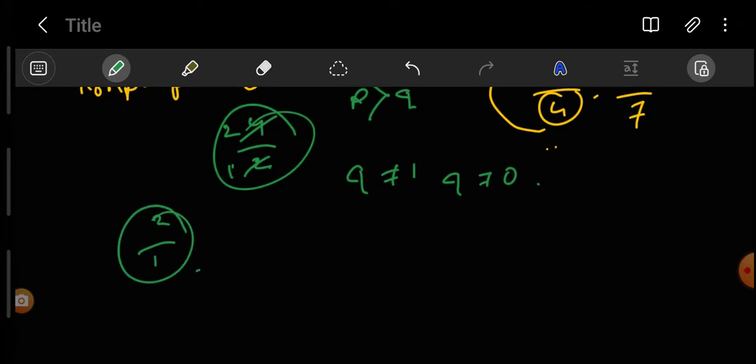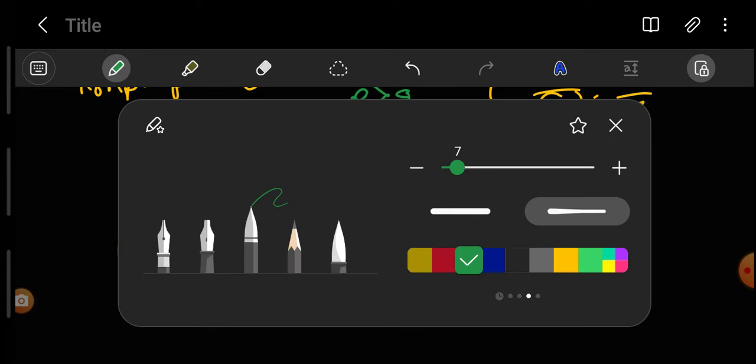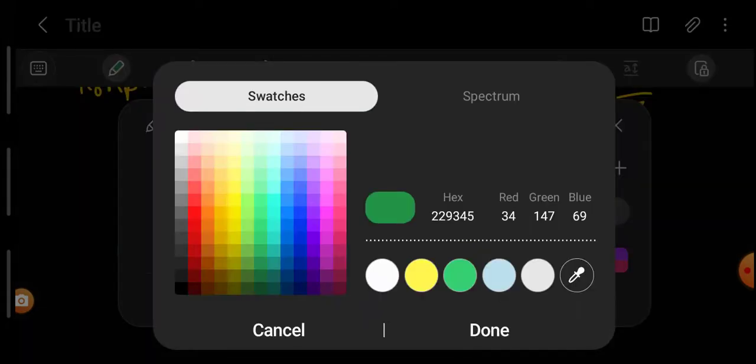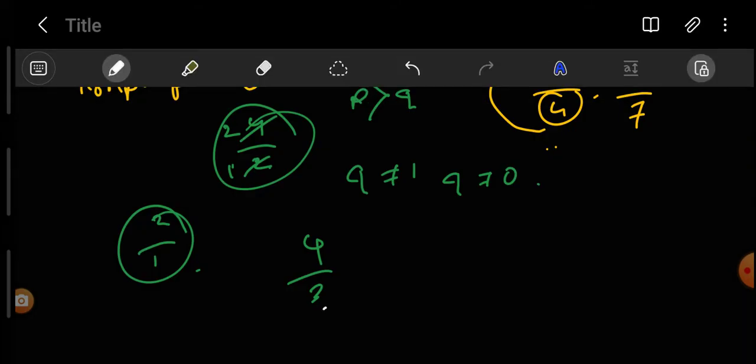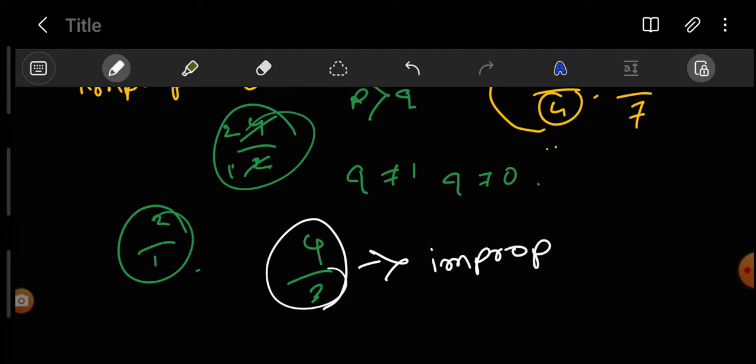So suppose 4 by 3. Okay, in case of 4 by 3, what can we say? 4 by 3 is, yes, this is an improper fraction.